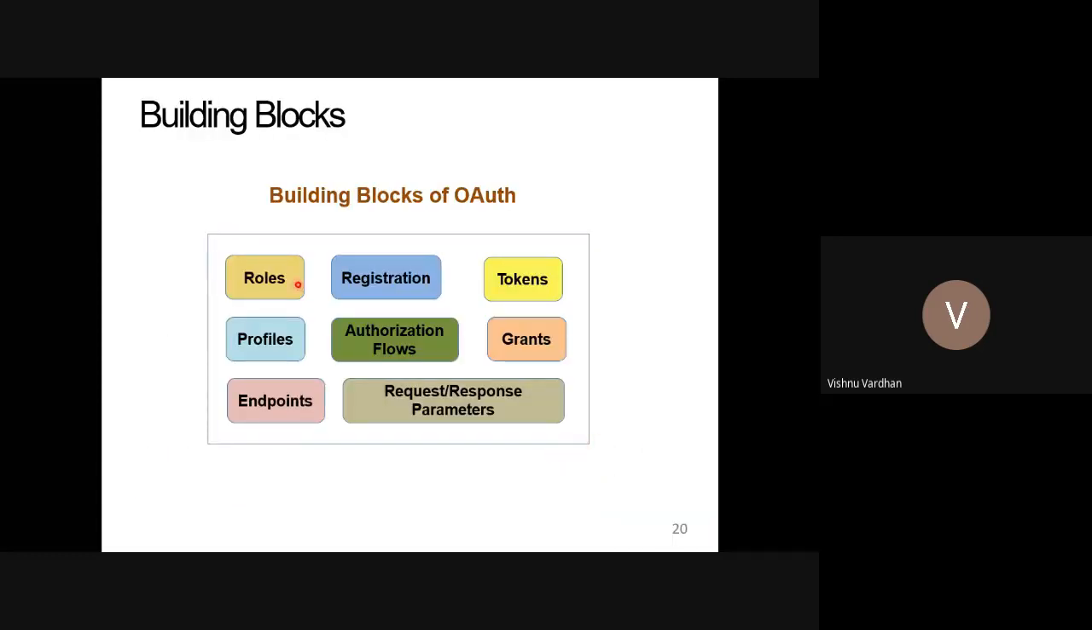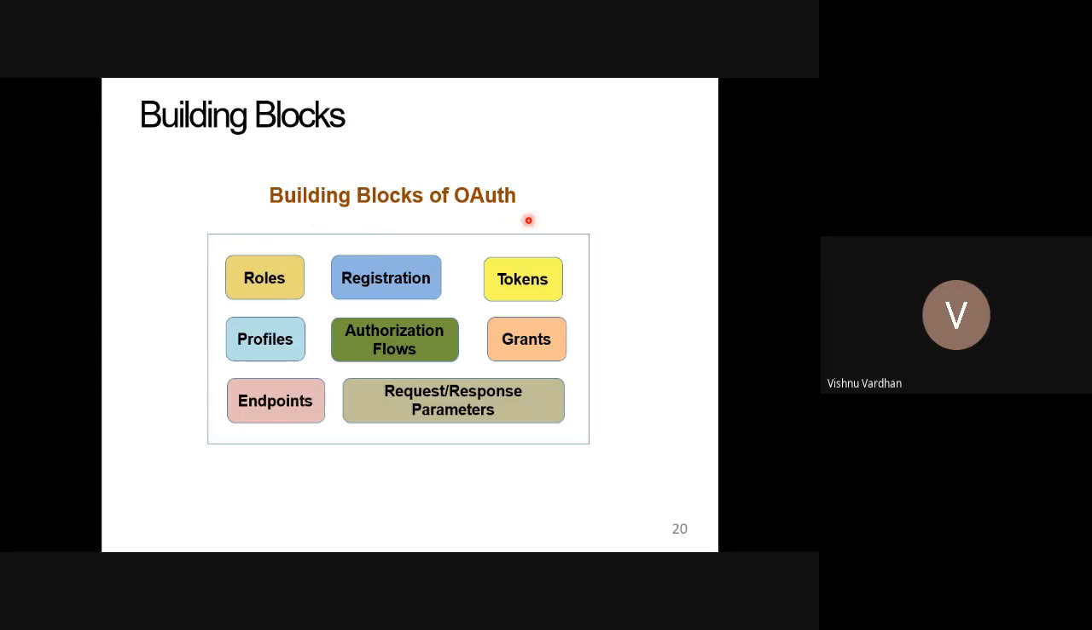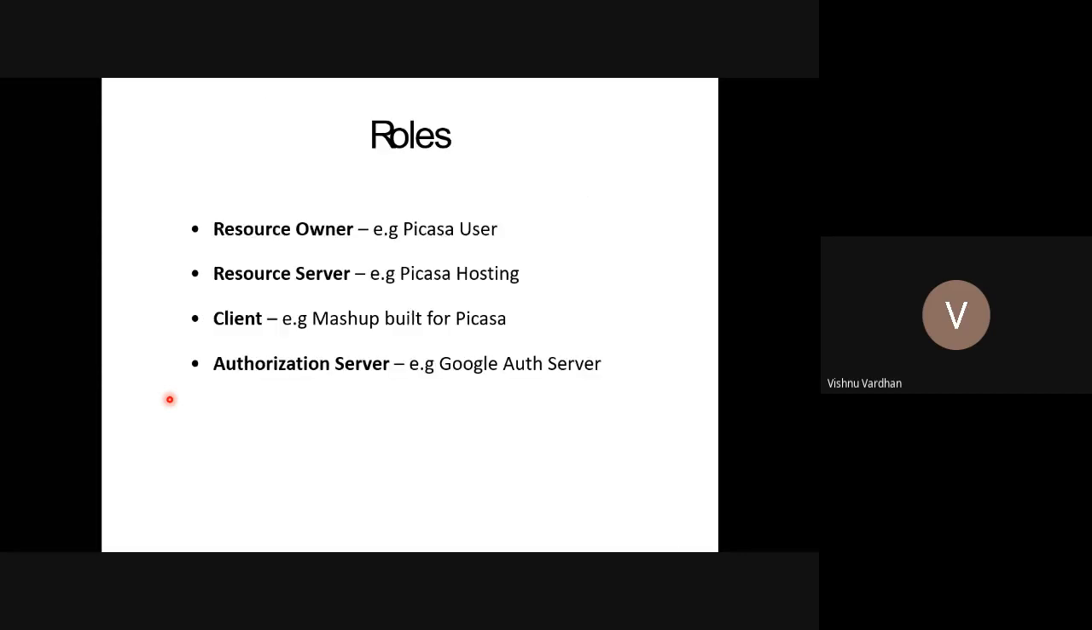Then, the building blocks of the authorization. There are some different components which we can see in this particular segregation. The first one is roles, then registration, tokens, profiles, authorization flows, grants, endpoints, and request and response parameters. All these make available the features that we are discussing here. So the building blocks of the authorization model comprise roles, registrations, profiles, grants, tokens, and so on. We will learn what all these are about.